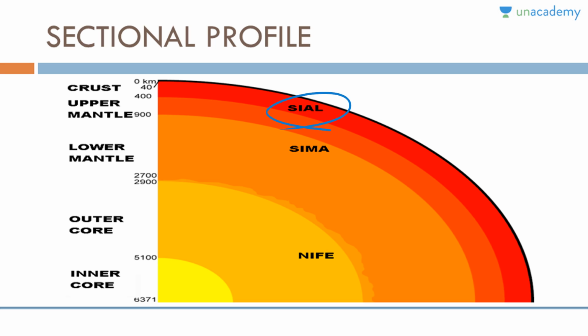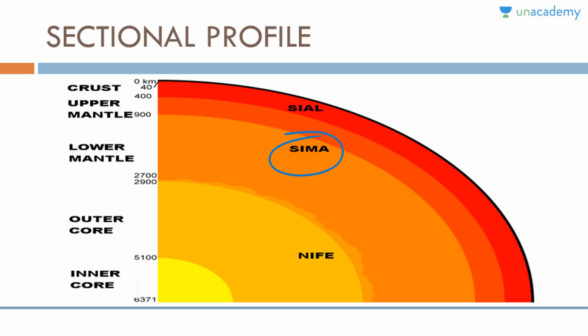The second layer is the SIMA layer, which is below SIAL and is made up of silica and magnesium. The density of this layer varies from 2.90 to 4.75, and it is found between 1000 kilometers and 2900 kilometers.